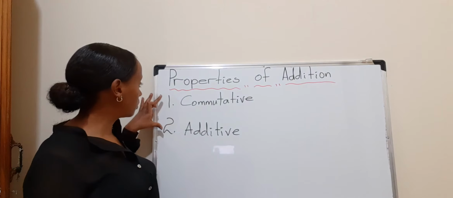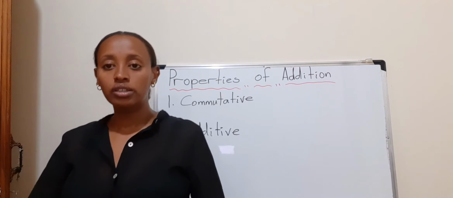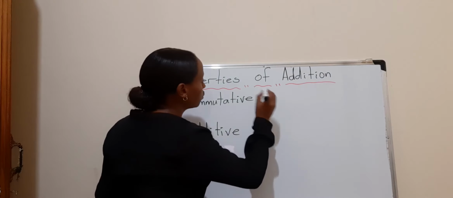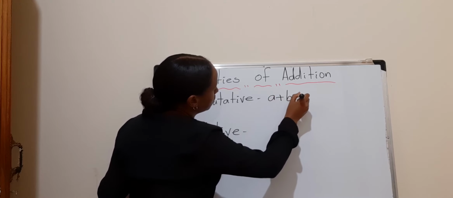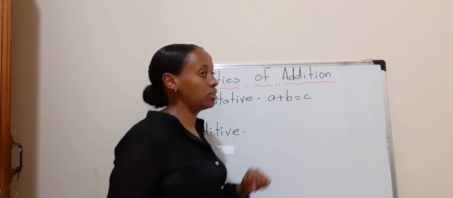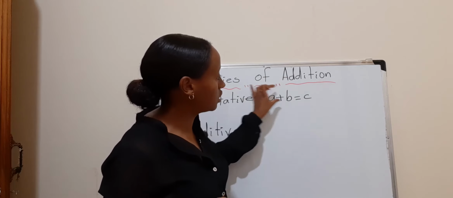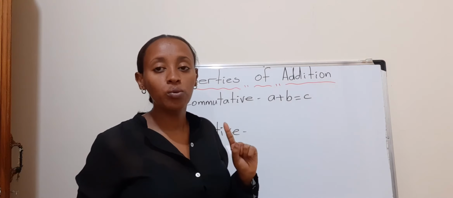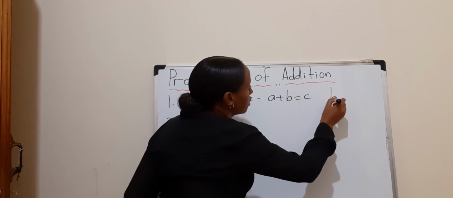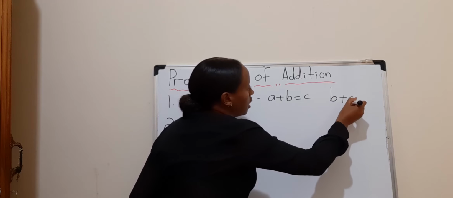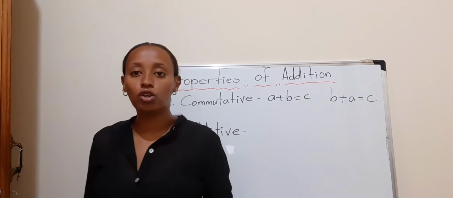In our level, we will discuss only these two properties of addition. The first one is the commutative property of addition. That means, for example, A plus B is equal to C. When we apply the commutative property, we exchange their places, like this: B plus A is equal to C. This is what we call the commutative property.